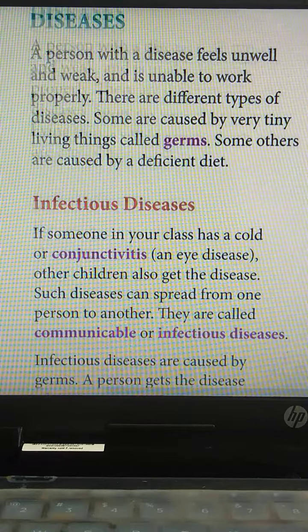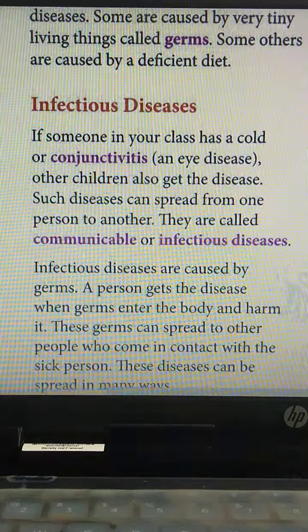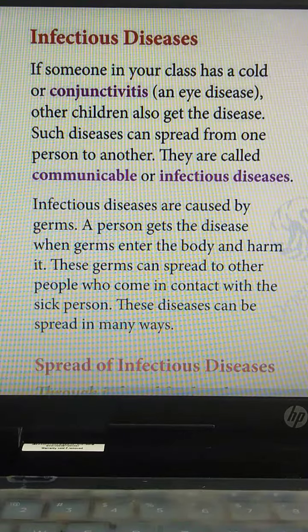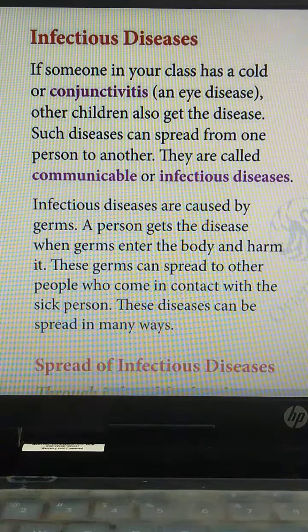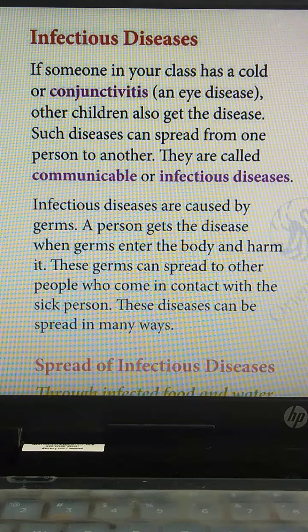Then it is written here, what are infectious diseases. If someone in your class has a cold or conjunctivitis or eye disease, other children also get the disease. Such diseases can spread from one person to another. They are called communicable or infectious diseases.